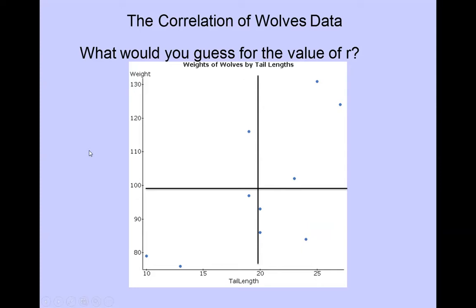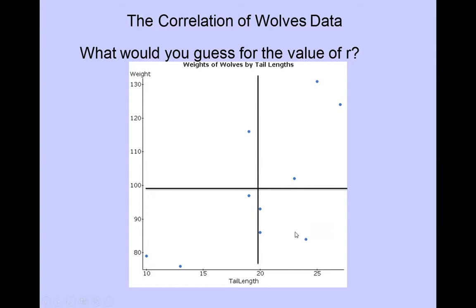So going back to our data with the wolves, I put in the x bar and y bar lines for the data. In this case, what would you guess for the value of r? Okay, so you've got some points down here in the lower left quadrant. You've got some in the lower right one also. Several in the upper right one. Only one in the upper left one. So I think you can see that there's an increasing trend of some sort in the data. So I expect it to be positive.